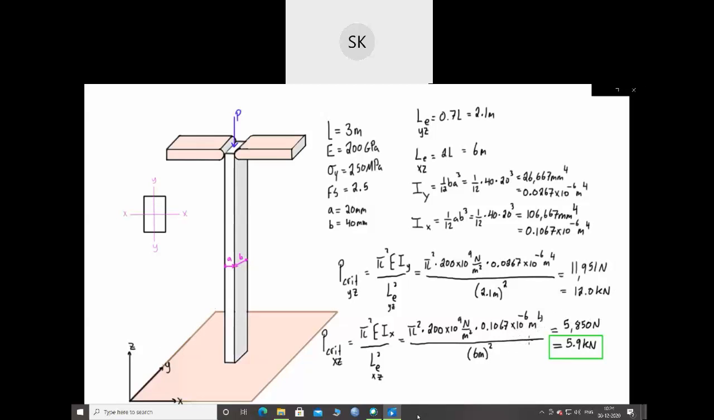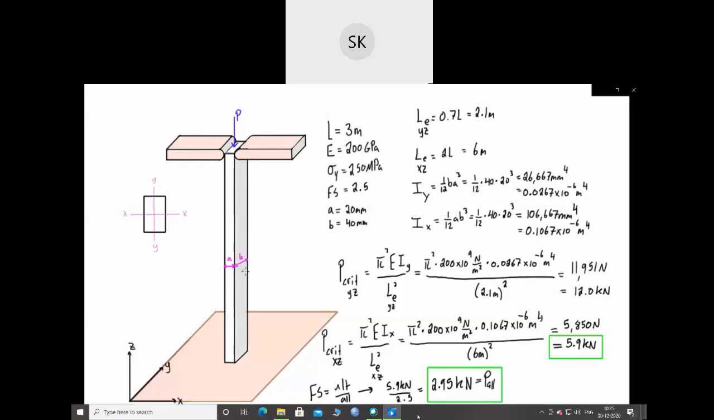The other thing that we can do here is check the allowable load, based on the factor of safety. Let's write it down here. The factor of safety is equal to the ultimate load over the allowable load. If we rearrange for the allowable load, we get the ultimate load, which is 5.9 kilonewtons, divided by our factor of safety, which was 2.5. That's going to give us an allowable load for this column of 2.95 kilonewtons. This is equal to P allowable. So let's throw a box around that one as well. That's our allowable load.